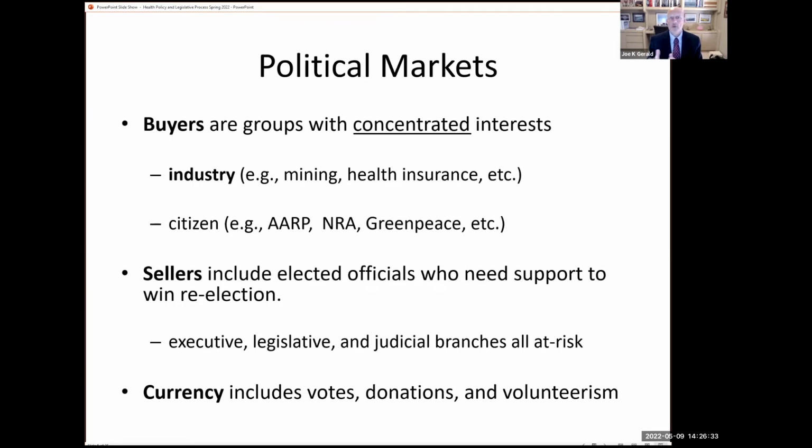And so any of our three branches of government in the United States can theoretically create political markets for legislation or rulings. And these sellers, the reason they're selling legislation is they're hoping to gain currency that can help them with their most important task, which is getting reelected.